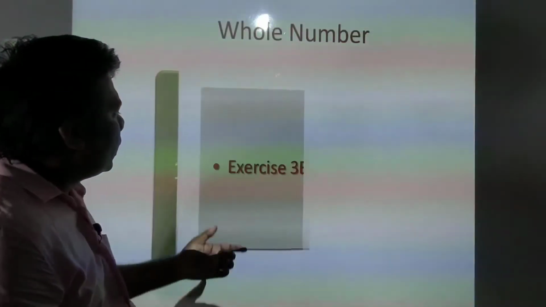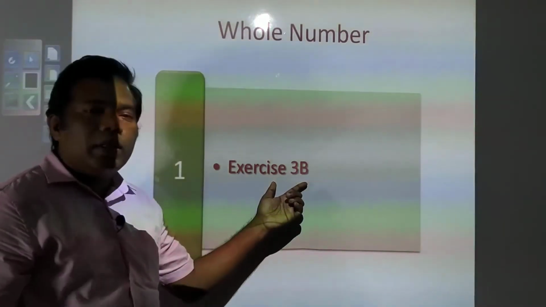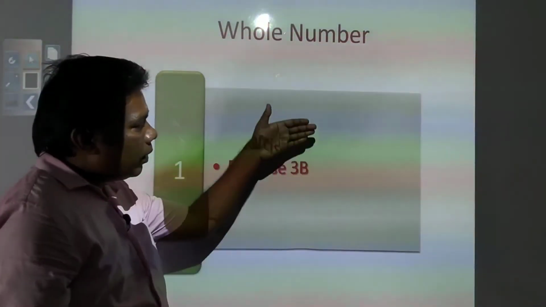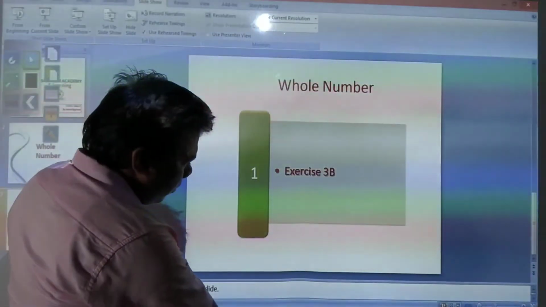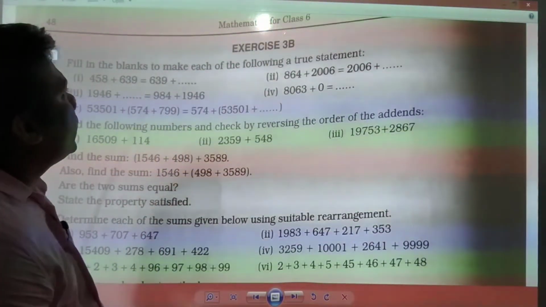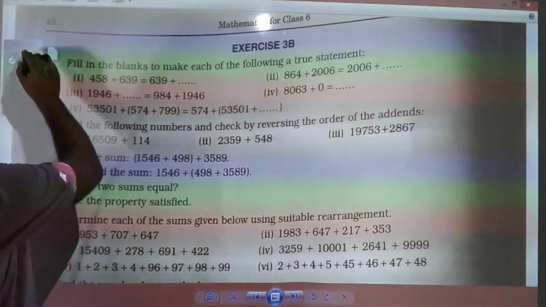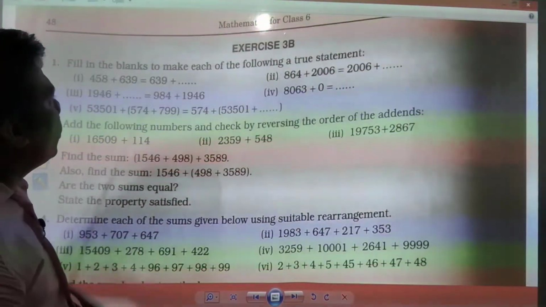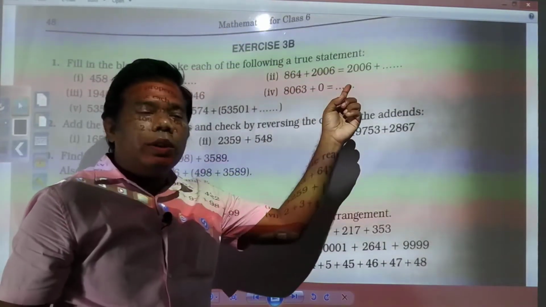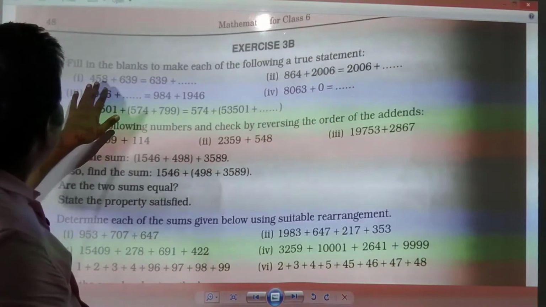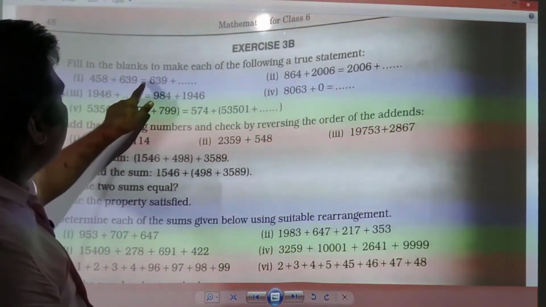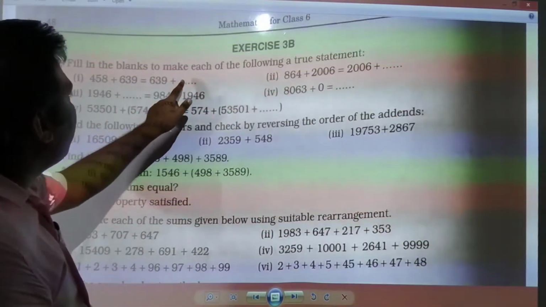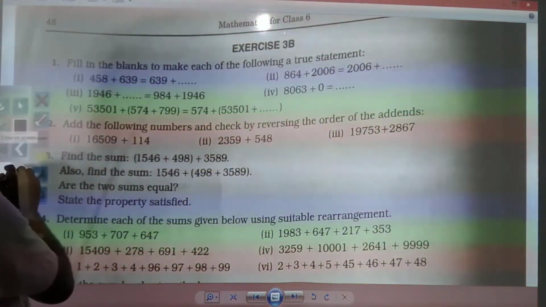Here you see, in today's class we will see exercise 3b. Simple questions are there, I will only explain how it is to be done. So let's start. Here you have exercise 3b. First question: fill in the blanks to make each of the following a true statement. 458 plus 639 is equal to 639 plus what? You need to fill this.